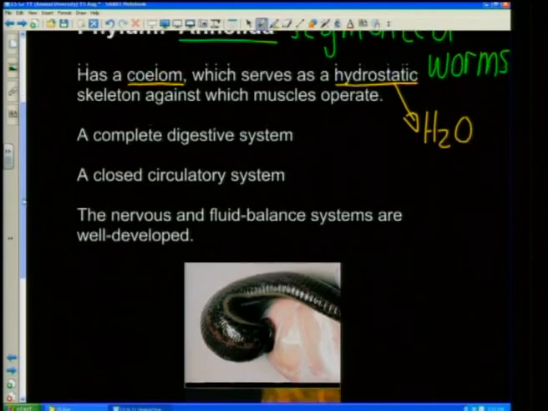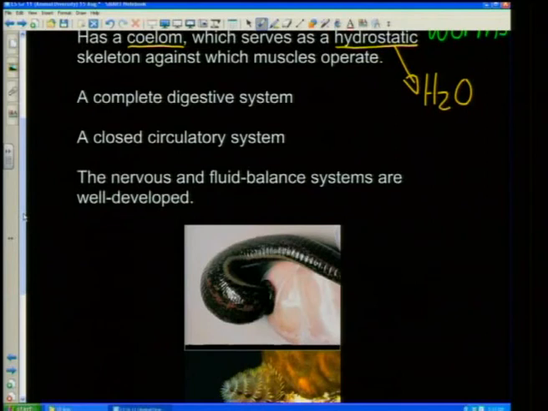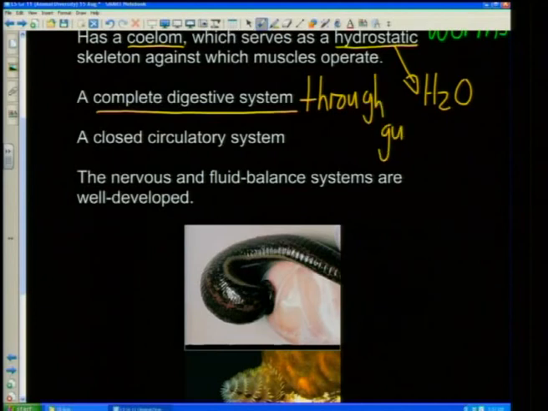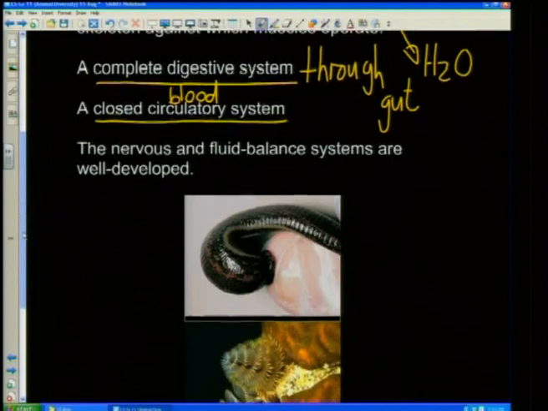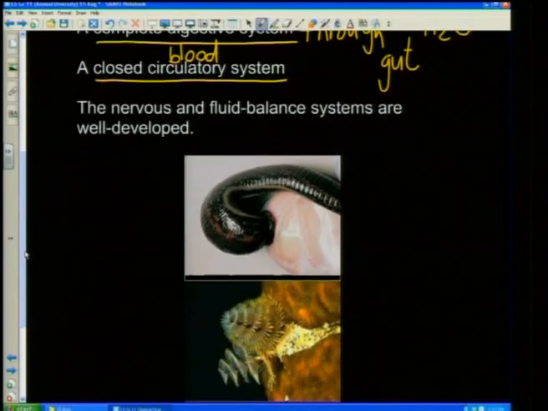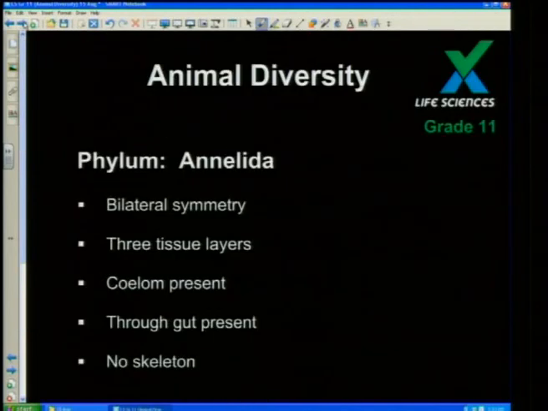They have a complete digestive system, which means that these animals have a through gut, a mouth and an anus at the other end. They have a closed circulatory system, which means that they have a system of blood for transport, also much more advanced than the previous group of animals, the Platyhelminthes. They have a nervous system. Still a simplified nervous system, but they do have a nervous system.